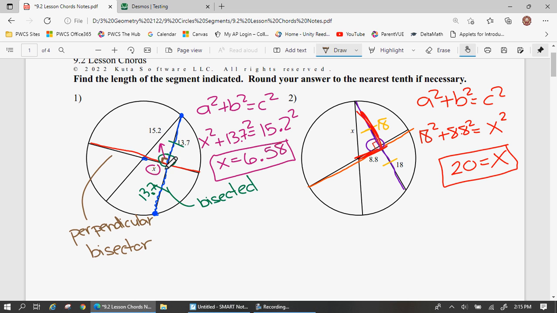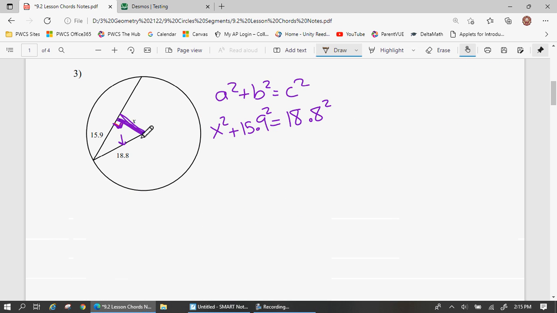Perpendicular lines make right angles. Bisectors cut things in half. This diameter is a perpendicular bisector. This diameter is a perpendicular bisector. This radius is a perpendicular bisector. It makes a right angle, and it makes those two pieces equal.